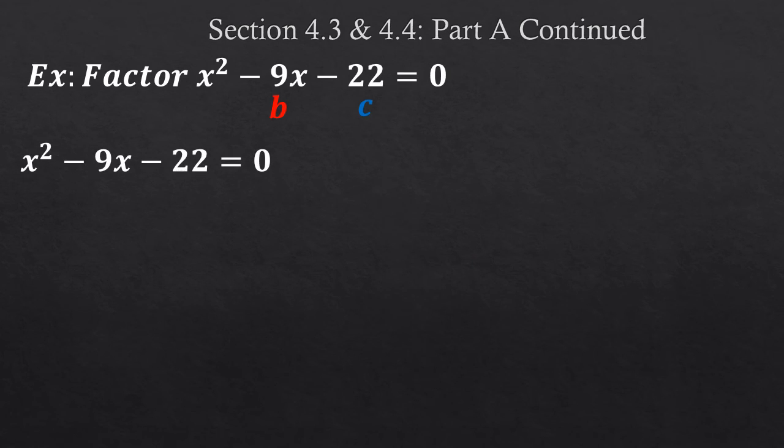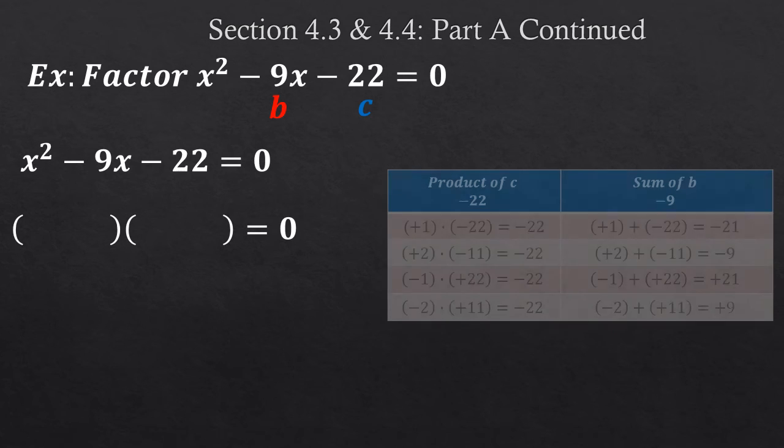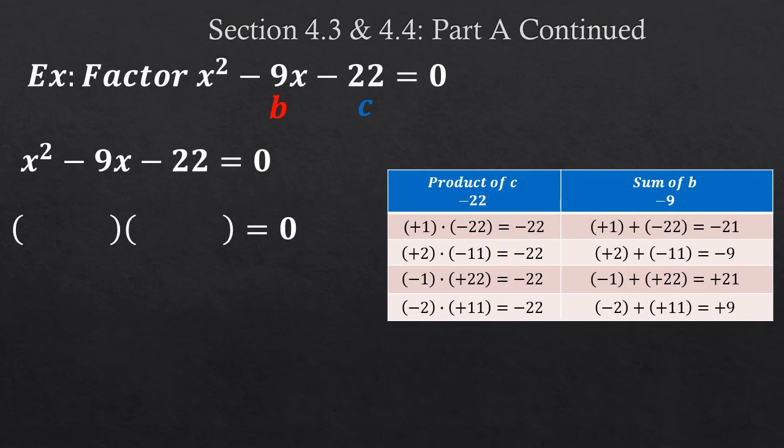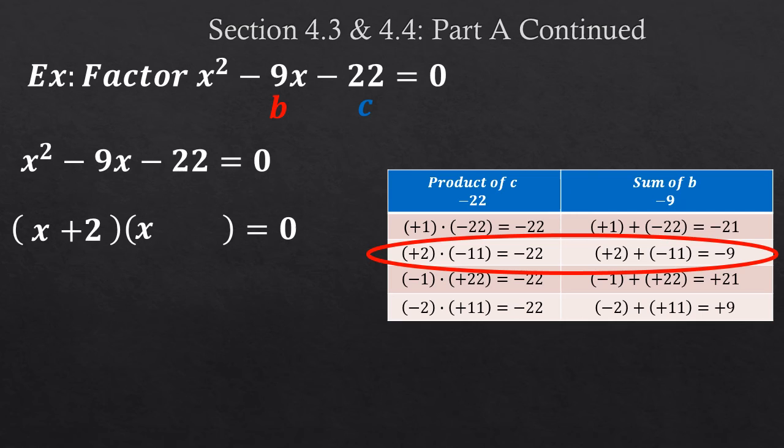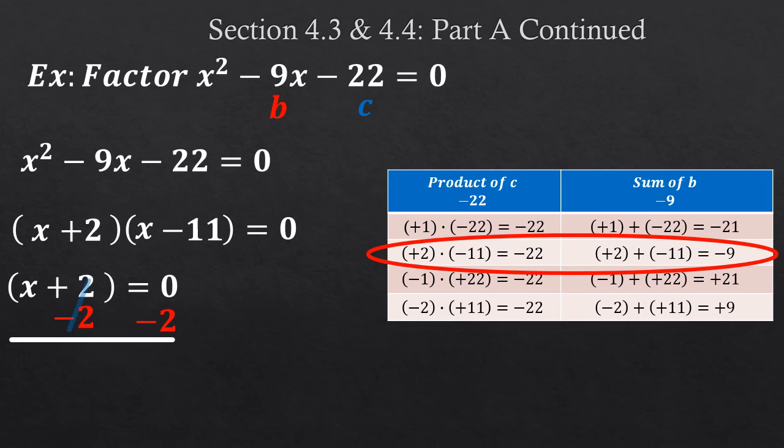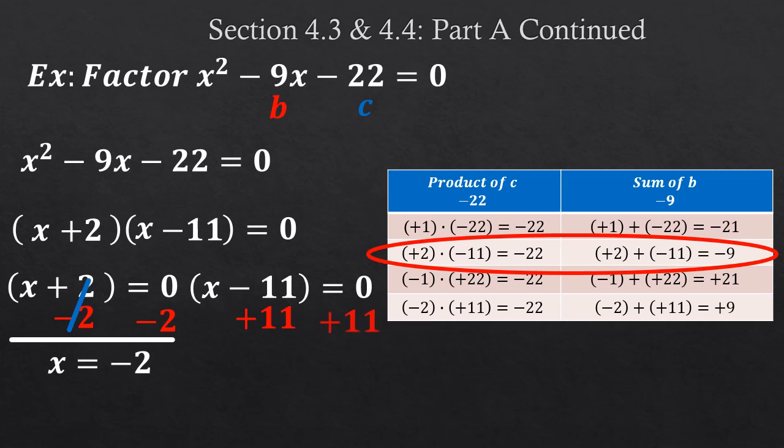Here, you're going to have to factor using the BC method. B is negative 9 and C is negative 22. Remember, with the BC method, you can automatically break down your parentheses. The numbers we're going to use here are 2 and negative 11. So you're going to have x here, positive 2, negative 11. Solve for the variable by setting them equal to 0 individually. Subtract 2 on the first factor, x equals negative 2. Set the second factor equal to 0, add 11 to both sides, x equals 11.